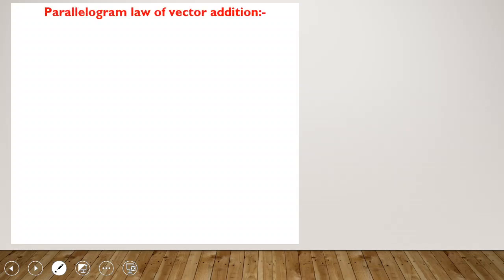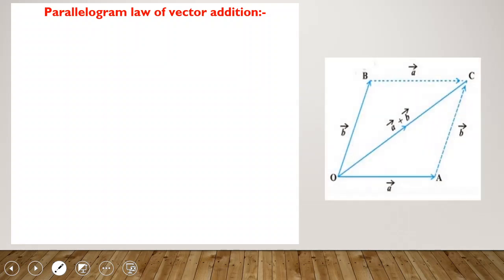Let's move to the next concept, the parallelogram law of vector addition. What is the parallelogram law of vector addition? We have completed the triangle law of vector addition, and now we are going to the parallelogram law. Let me continue with the diagram. Let me take two adjacent sides of a parallelogram, vector A and vector B, in magnitude and direction. Now if I add these two vectors, what will be my resultant?